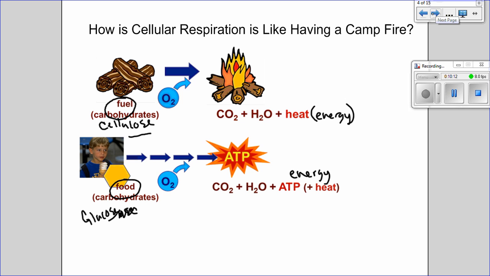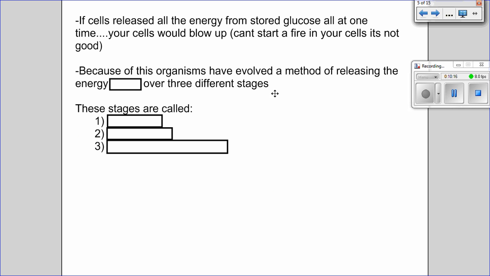But what's the difference? How come our cells are not on fire? That's the question. Okay? If cells released all the energy from stored glucose at one time, your cells would blow up. That's because there's just too much energy. All right? I like to think of it like starting a fire in your cells. All right? And that's not a good thing.